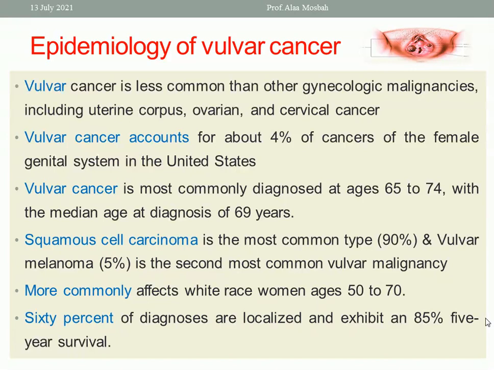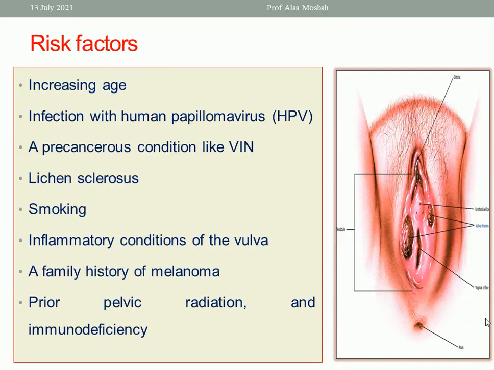About race, it is more common in the white race, around the age of 50 to 70. 60% of diagnoses are localized and have an 85% 5-year survival rate. The risk factors include old age, infection with human papilloma virus, lichen sclerosus, precancerous lesions, which are vulval intraepithelial neoplasia, low grade and high grade, smoking, inflammatory conditions of the vulva, especially if chronic, prior pelvic radiation and immune deficiency.